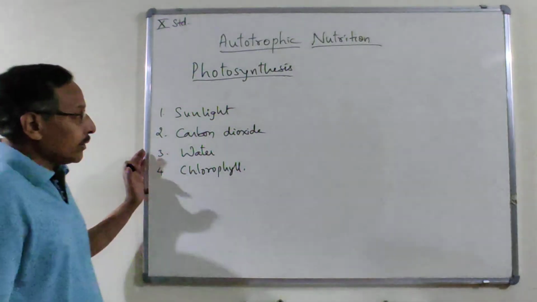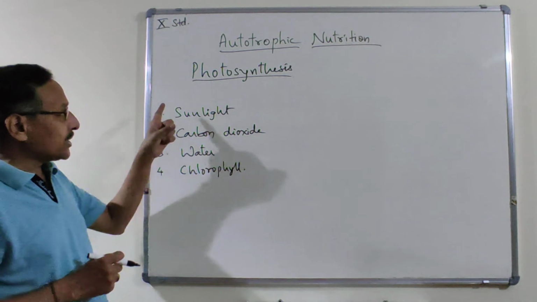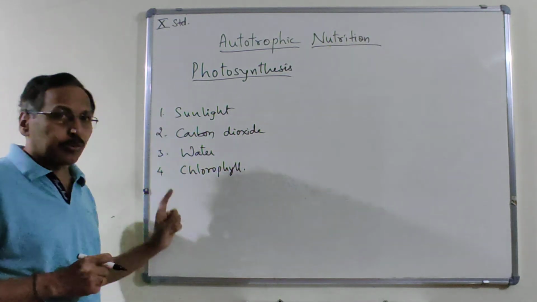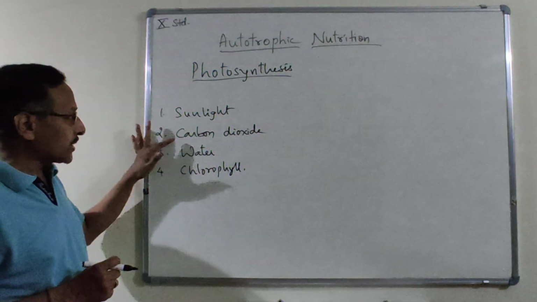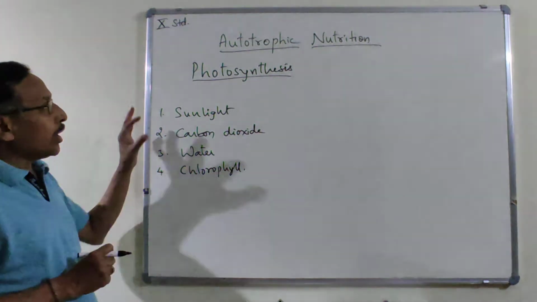Right? So, for the preparation of food by the plants, essential are these 4 things. One is sunlight, second carbon dioxide, third water, and chlorophyll.